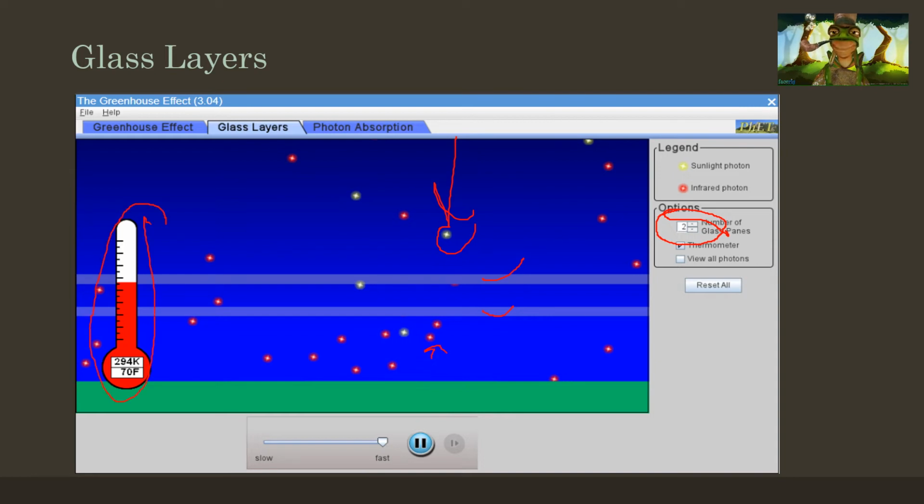So just mess around with this. And this controls the speed of the particles. Don't worry about that so much. But what you're more concerned about is what happens as we add layers to the atmosphere and what's the impact on global climate change. Because each glass layer will increase the heating with the amount of sunlight coming down.